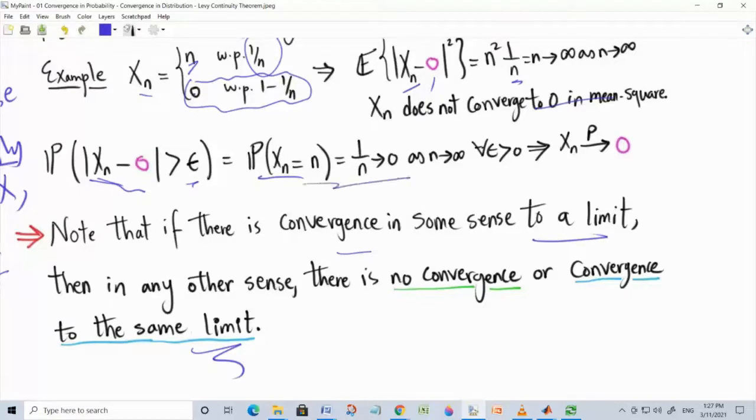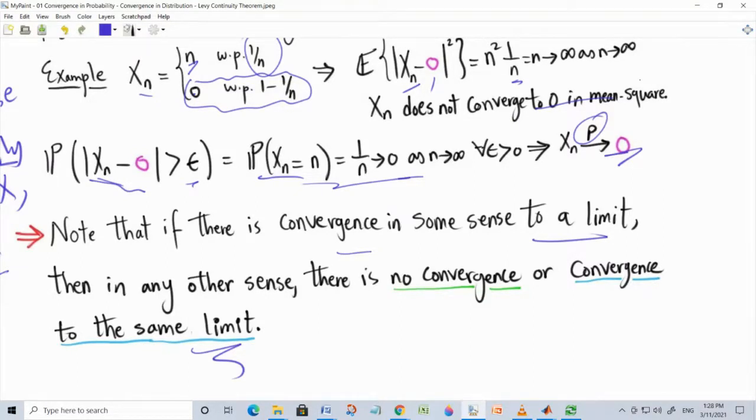So again, we are sure now that we have convergence in probability to 0. Now change this P to something else. Study convergence in some other sense. There are only two possible results. No convergence in this other sense, for example no convergence in mean square. But for example, if you study convergence in distribution, you will have convergence in distribution. And if there is convergence in some other sense, it must be to the exact same limit. So it cannot be that Xn converges in probability to 0, but converges in distribution to 7. It must converge to the exact same limit random variable.